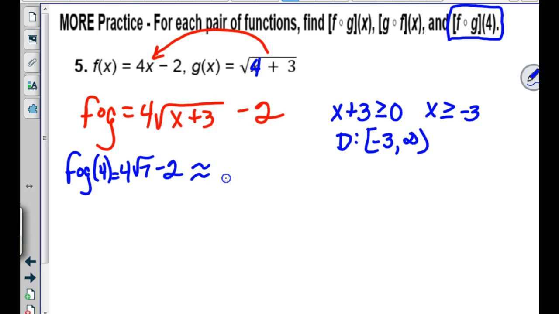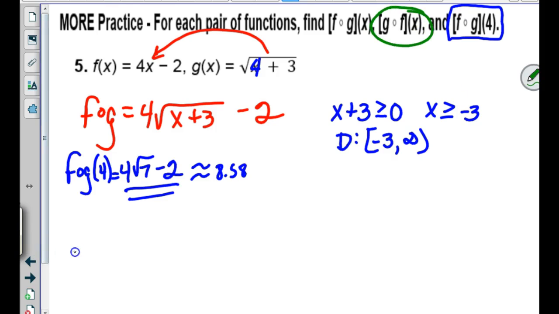Did anybody type that? Amanda, did you type that? Anybody get a decimal approximation for 4 square roots of 7 minus 2 for me? Okay. And I would be fine with you just leaving it exact. All right, what did we not do yet?